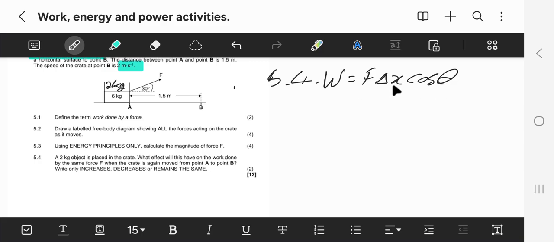So if we have this formula and we realize that the formula doesn't have mass, it means the mass of the object won't change anything, because the force will remain the same, the displacement will also remain the same, theta will also remain the same. So that means work itself will remain the same. So our answer here will have to be this one. It will be that our work remains the same. Okay, that is what our answer is going to be.